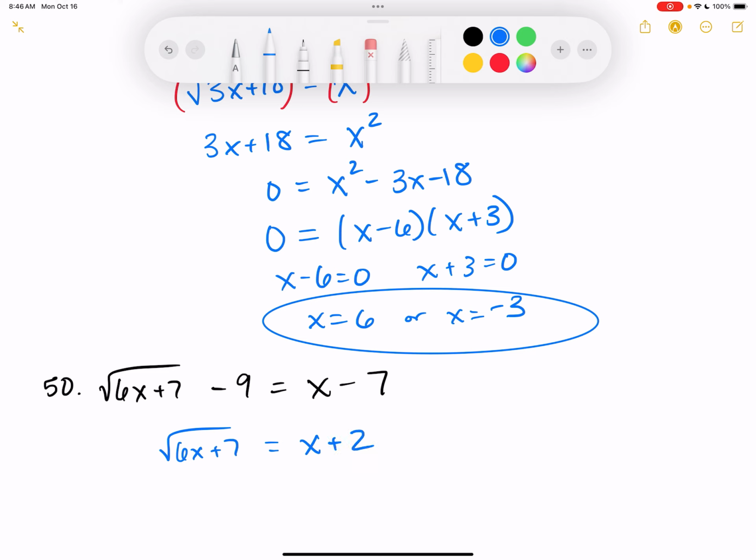So then 6x plus 7 is equal to, now remember this is x plus 2 times x plus 2. This isn't x squared plus 2 squared, because that's what a lot of people tend to do. That's why I put parentheses around it to square the whole thing. This is a perfect square trinomial, so x squared plus 4x plus 4. Then I'm going to move this stuff on the left over to the right. So 0 is equal to x squared minus 2x minus 3.